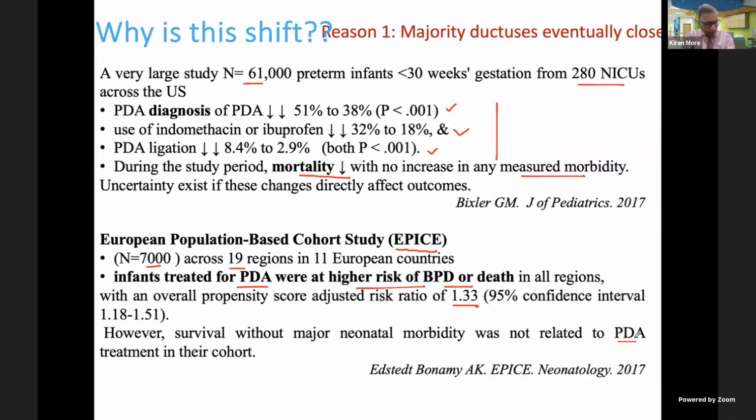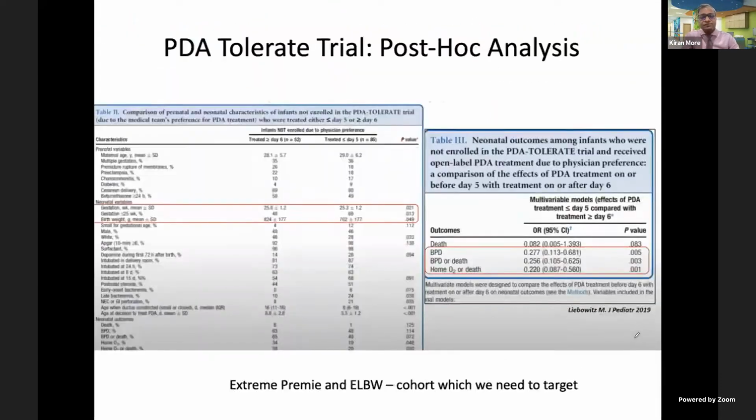So again, the babies who end up being treated for PDA were the sickest cohort, and they had other risks of developing BPD and mortality. It's a chicken and egg question: whether treating the PDA is causing this effect, or whether it is just the disease process which is causing the PDA to remain open, and then they end up getting treated. This is what we observe because these are observational studies.